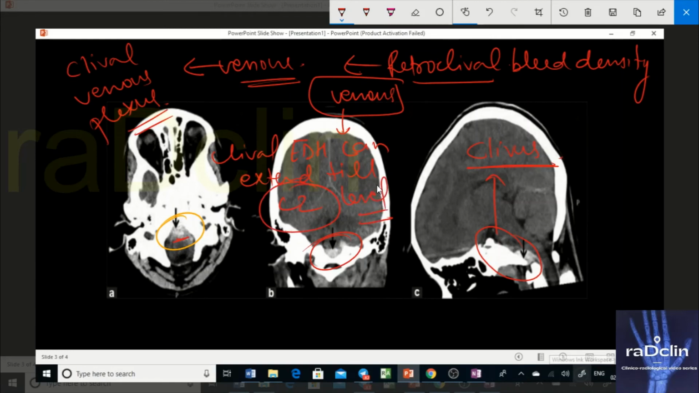What kind of trauma, if you ask me? Typically the mode of injury is hyperflexion or hyperextension. A hyperflexion or hyperextension injury happens, which causes a rupture of these clival venous plexus, causing venous EDH.